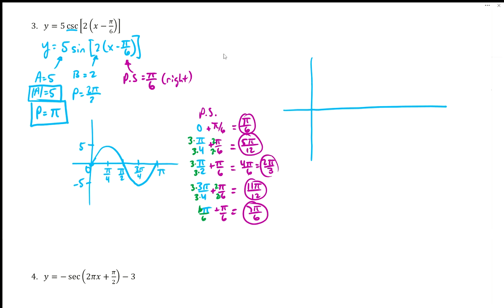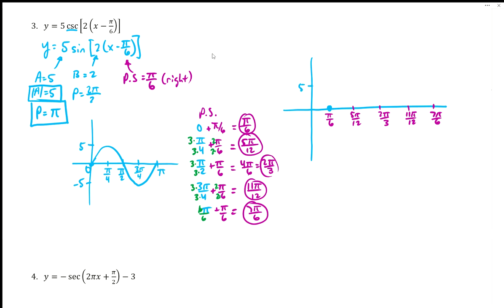I'm going to say right here is pi sixth, and then try to evenly space 5 pi twelfths, 2 pi thirds, 11 pi twelfths, and 7 pi sixths. Those are our new x-coordinates for where it starts. Our sine curve got shifted over to the right by pi 6. That means it should start right on the x-axis at pi 6.